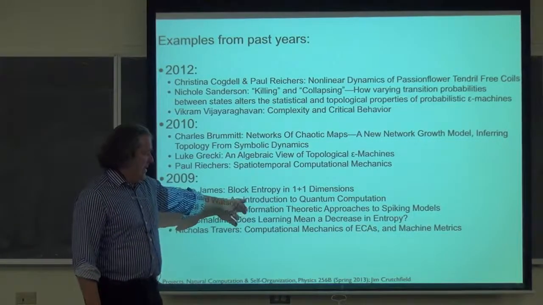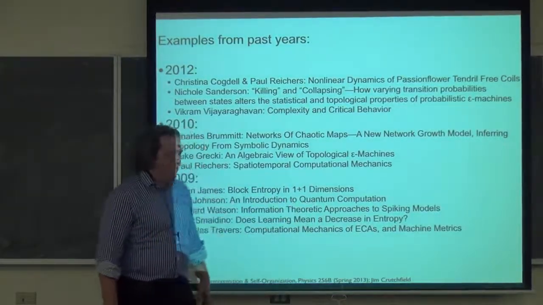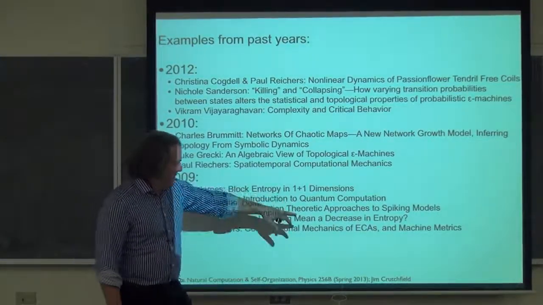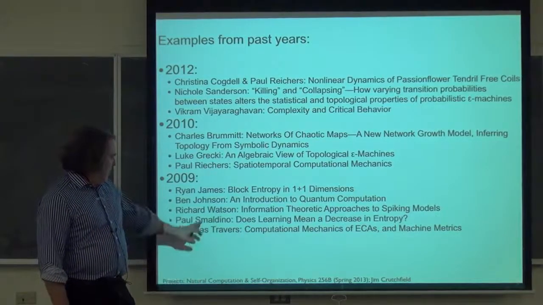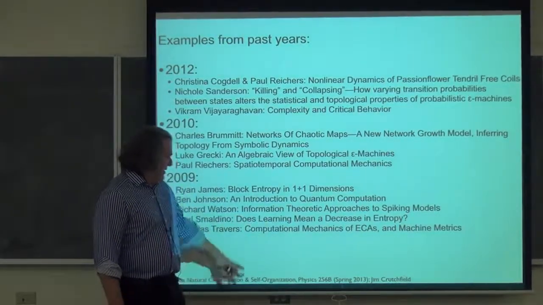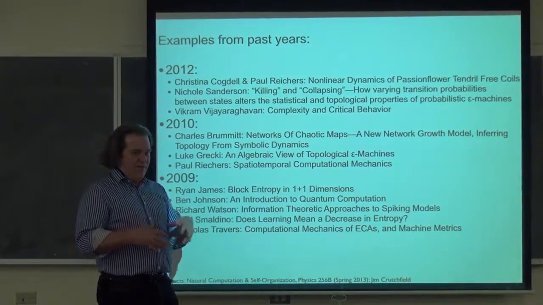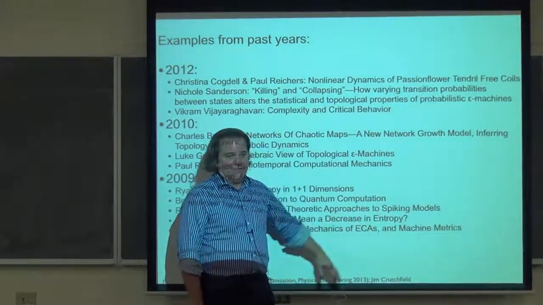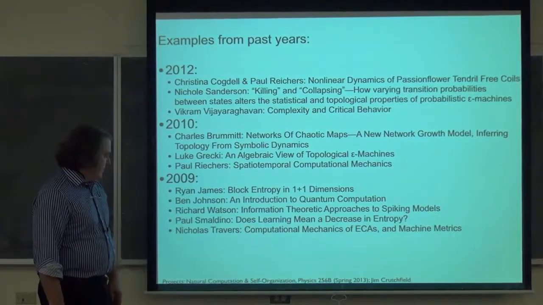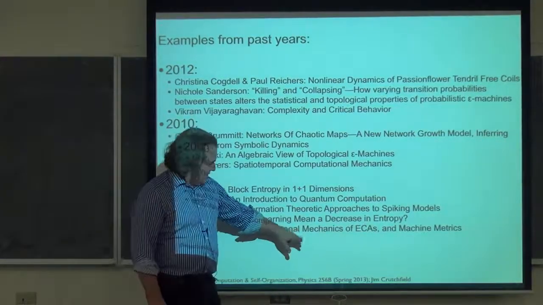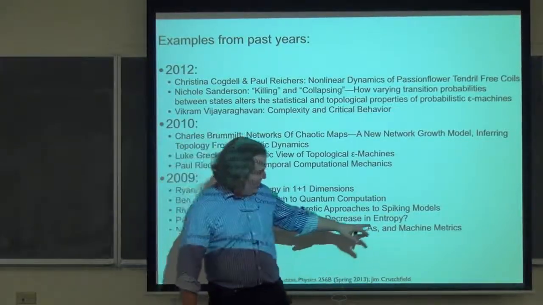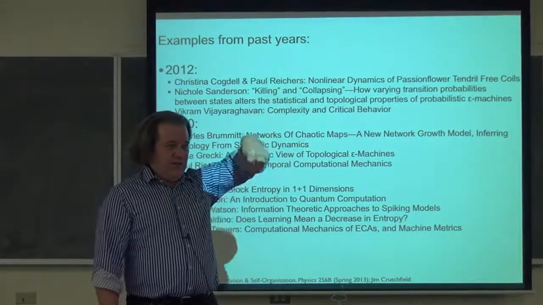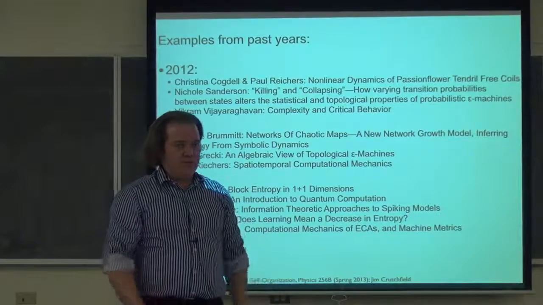Ben, a current student of mine, gave a kind of book report on the state of quantum computation, a compare and contrast with computational mechanics. Watson looked at spiking models. He's doing this now for his dissertation research. Paul was from psychology. He was interested in models of cognitive adaptation, learning, and how that was related to various kinds of uncertainty in the model. And then Nick Travers, a mathematician, looked at the computational mechanics of elementary cellular automata and also tried to come up with a metric between different epsilon machines. So anyway, these and more are listed through that link at the very bottom of the homepage.